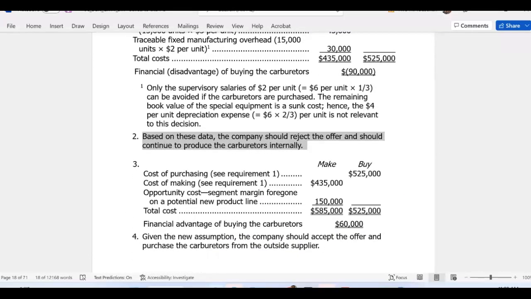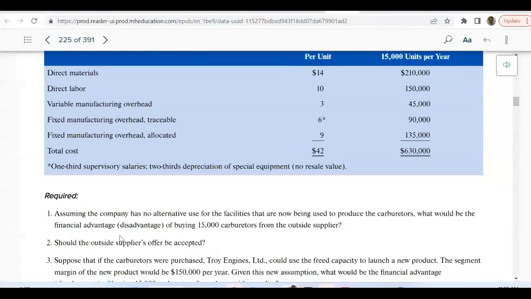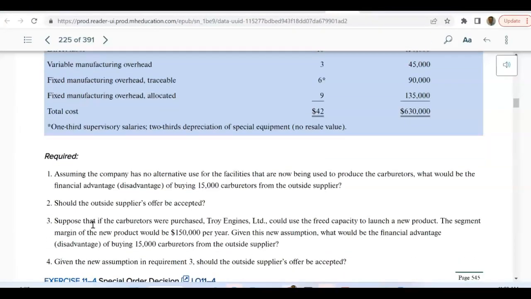Now let's see what is number 3. Section 3 of this question says, suppose that if carburetors were purchased, Troy could use the free capacity to launch a new product. Okay, that's a different story now. The segment margin of the new product would be $150,000, which is considerable money, right? Given this new assumption, what would be the financial advantage of buying 15,000 carburetors?